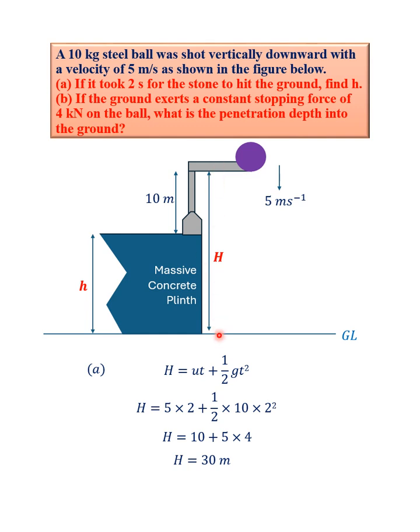If this is 30 meters and the height of the steel column is 10 meters, it means that the height of the massive concrete plinth is going to be 30 minus 10. That gives us the answer to the first part of the question, A. h equals 30 minus 10, and that is 20 meters. So we've got the height of the plinth to be 20 meters, and we are done with the A part of the question. Let's go to the next page to solve for the B part.